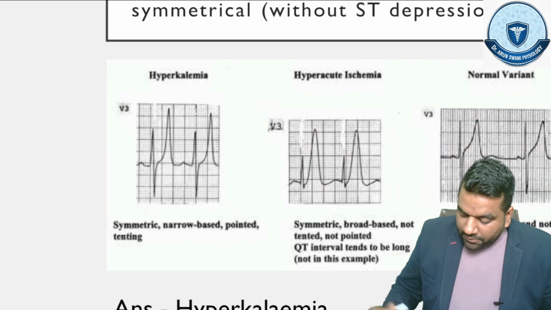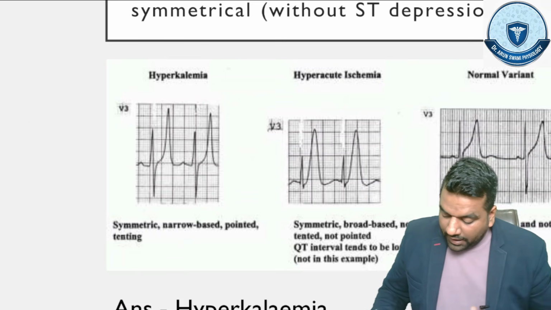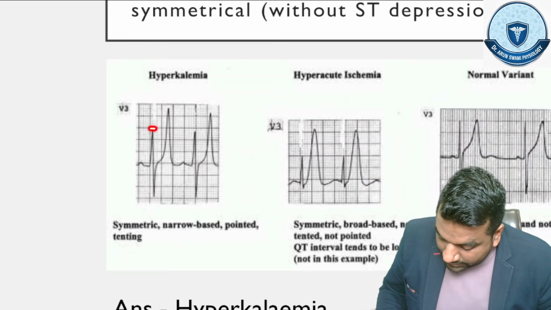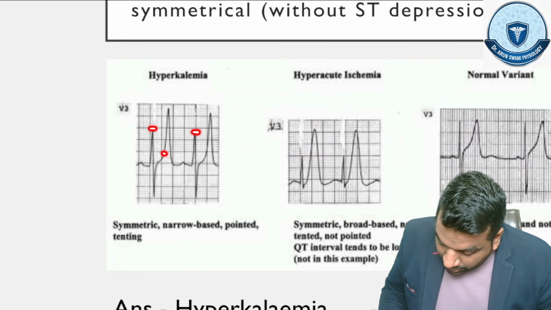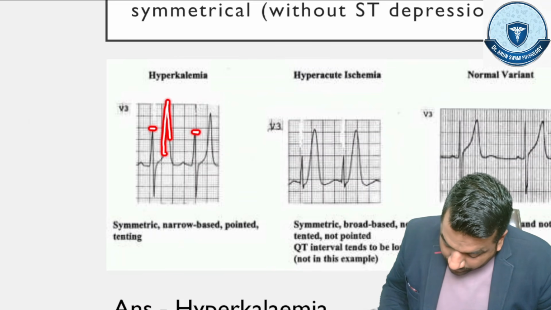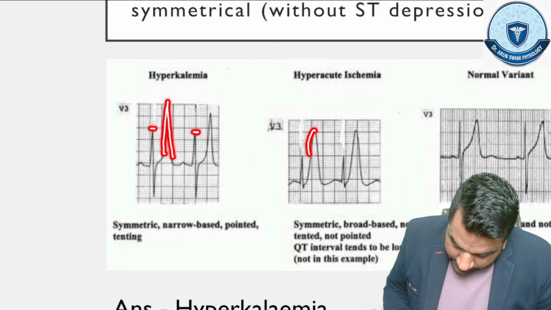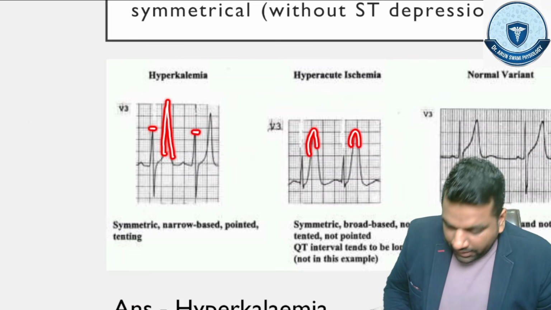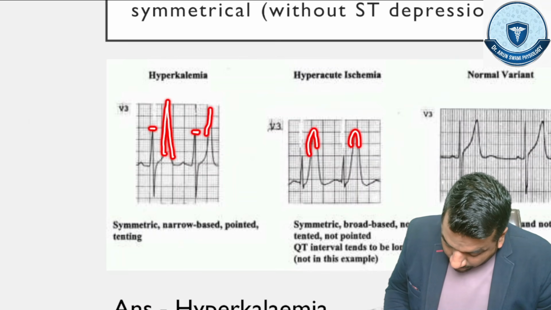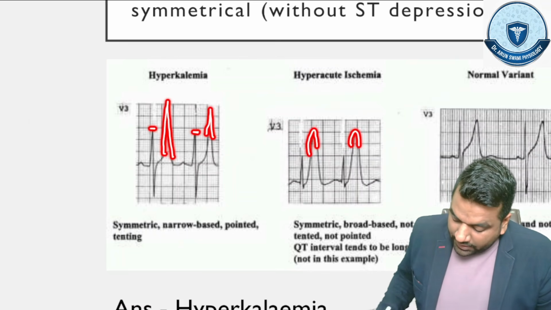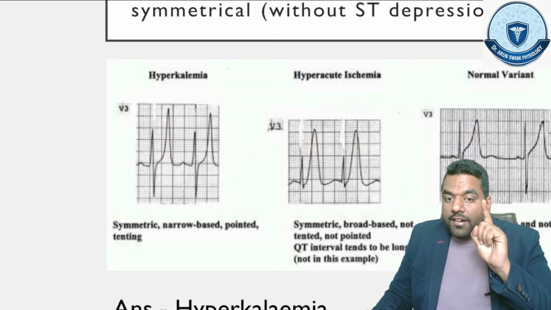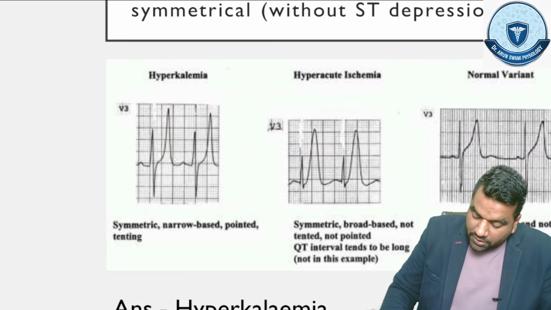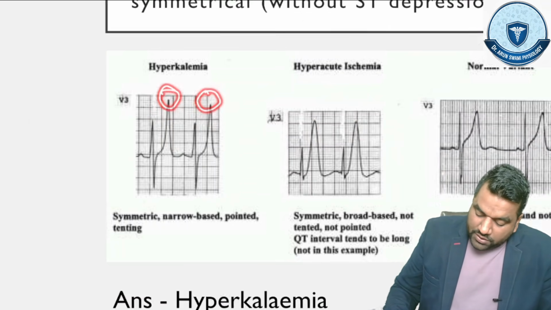Now please pay attention to how it looks in hyperkalemia. Again, the QRS is ending over here, but you can see that this is making a point over here. It is doing like this. It is not making that much of a point. It is doing something like this. But here you can see it is making a point like this, right? This is a point. So this is symmetric, narrow based and pointed tenting, guys.